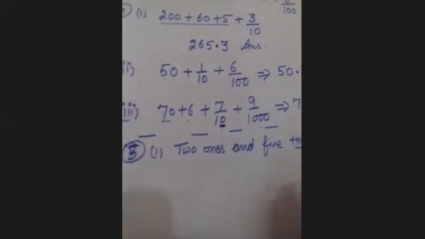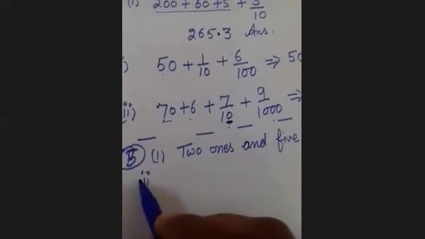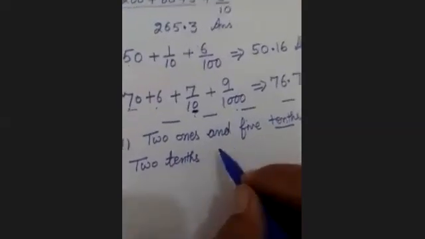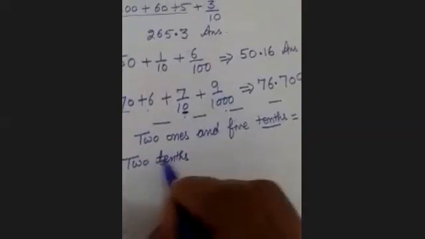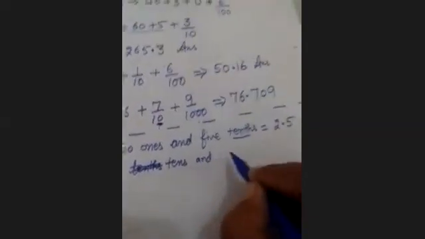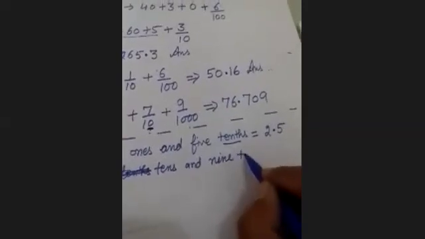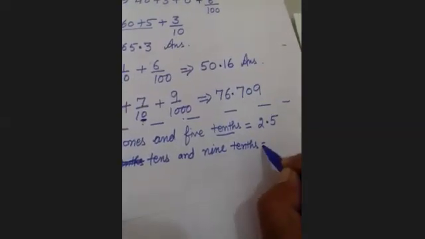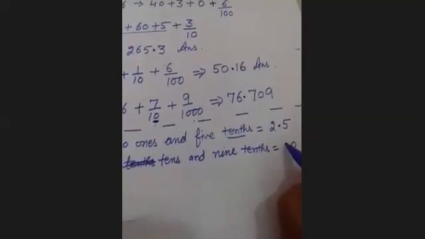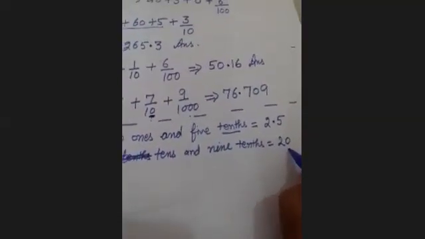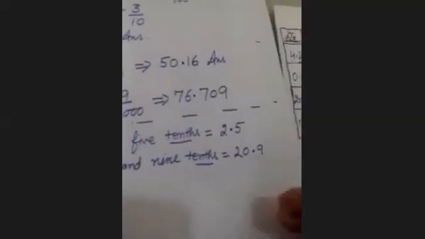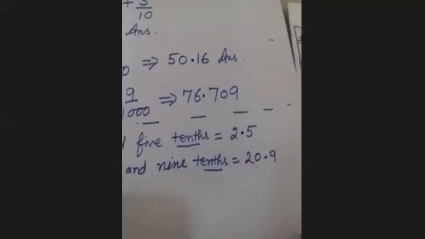Next is 2 tens and 9 tenths. Two tens, the number will be 20, and 9 tenths, 0.9. So your number is 20.9.